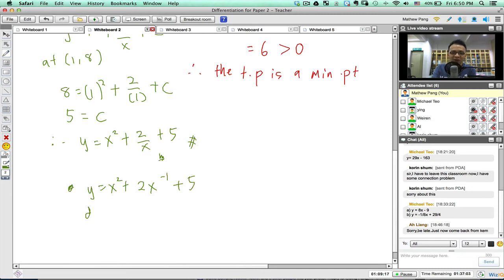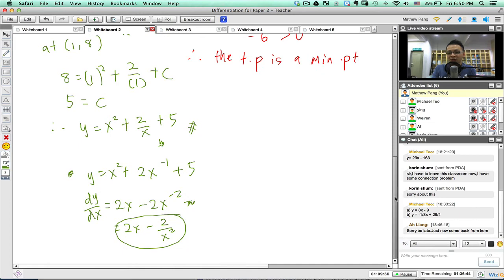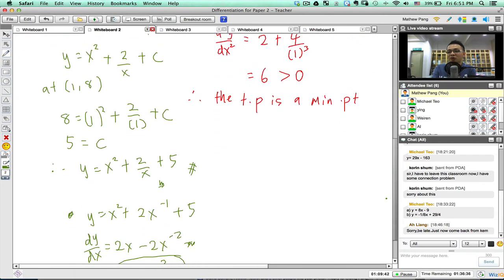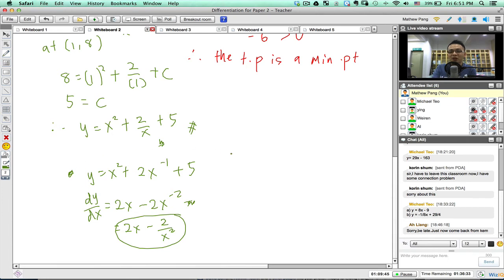So I differentiate this one. For dy dx, first move the 2 in front, and power minus 1, right? This one will be minus 2x to the power of negative 2. And then 5, you differentiate, it is gone. So you get 2x minus 2 over x squared. We check whether this is the gradient function on the top or not. So let's move up: 2x minus 2 over x squared. It's exactly the same. So you can double check your answer using this method. If you have the equation of the curve ready, you can try to differentiate and see whether you get back the same gradient or not. If you get the same gradient, it means your answer is correct.